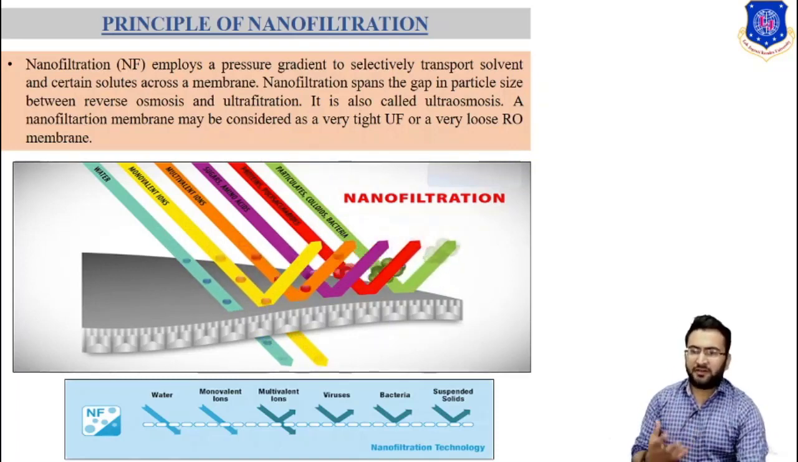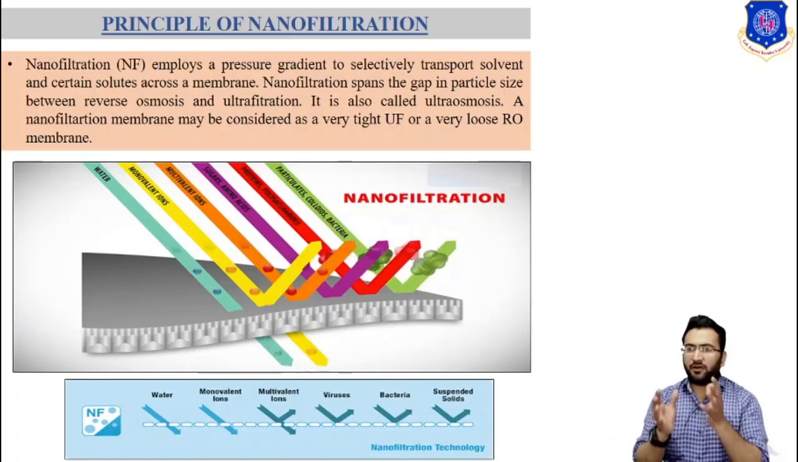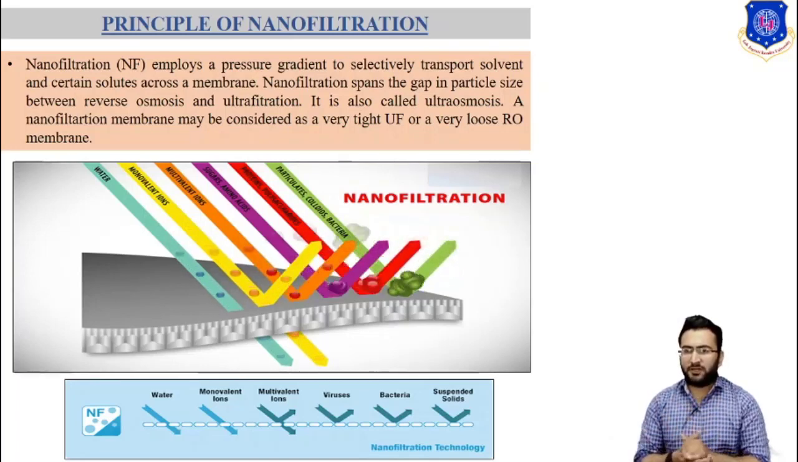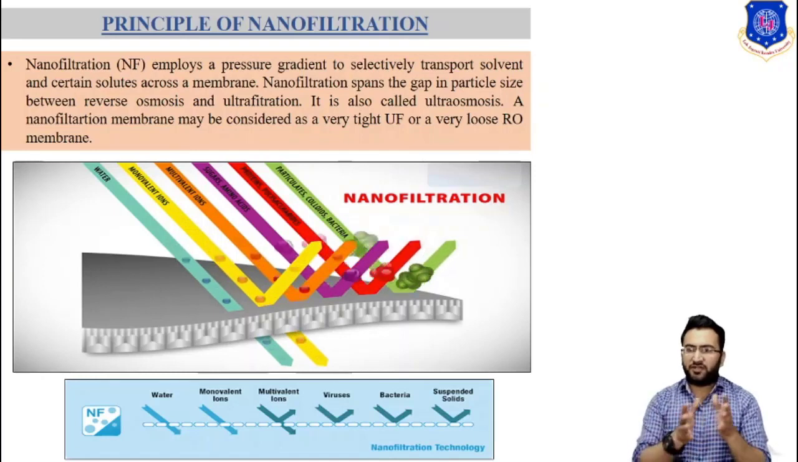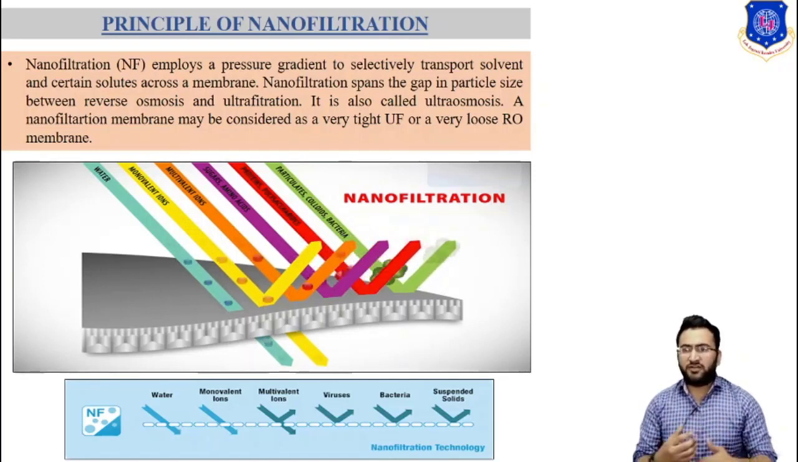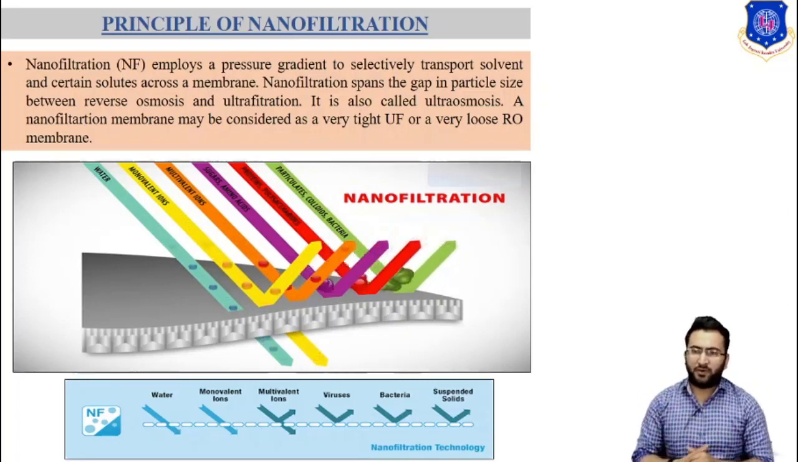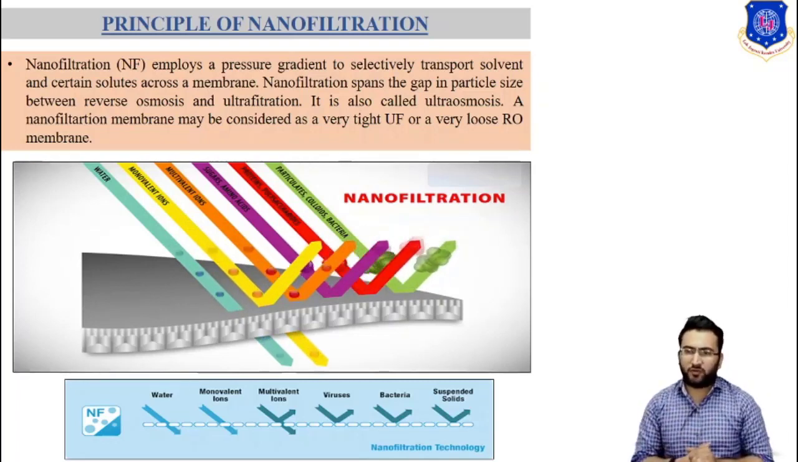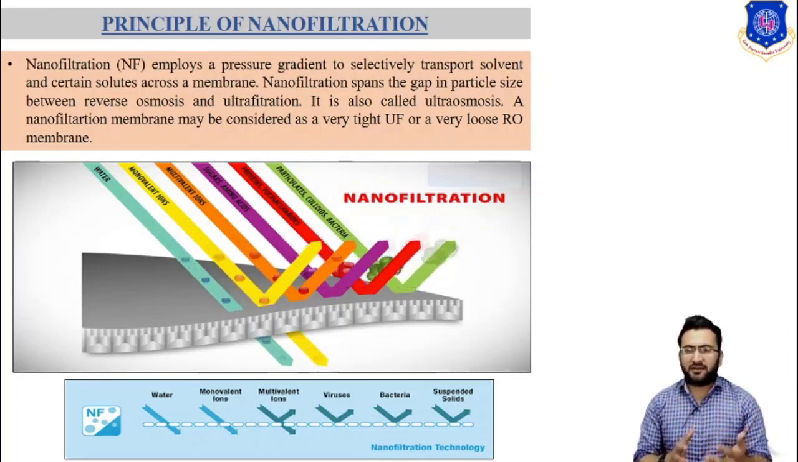So nanofiltration applies a pressure gradient to selectively transport solvent and certain solute across the membrane. Nanofiltration spans the gap in particle size between reverse osmosis and ultrafiltration. So it's also known as ultra osmosis, or a very tight reverse osmosis. The size of solute excluded in the process is on the order of 1 nanometer.